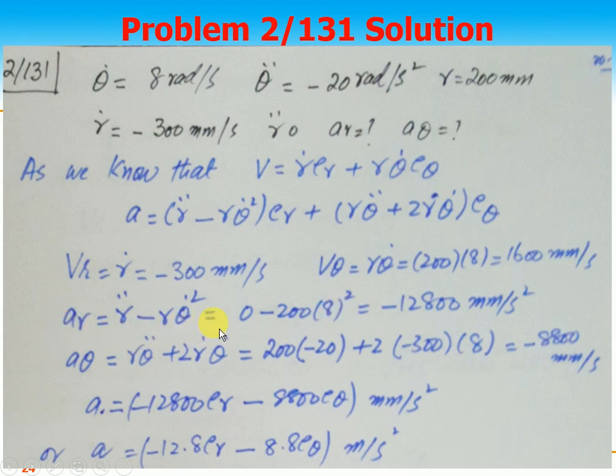a_r is equal to r double dot minus r theta dot square. r double dot is 0. We know the values of r and theta dot. We put the values, we get minus 12800 millimeter per second square. Similarly, a_theta is r theta double dot plus 2 r dot theta dot: 200 into minus 20, which is given, and 2 times r dot, which is minus 300, into 8, becomes minus 8800 millimeter per second square. So a is equal to minus 12800 e_r minus 8800 e_theta millimeter per second square, or minus 12.8 in the radial direction, minus 8.8 e_theta in the theta direction, in meter per second square.